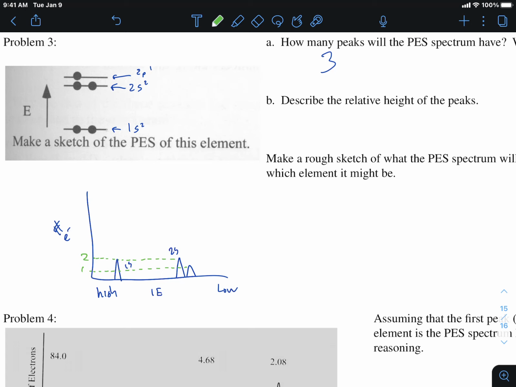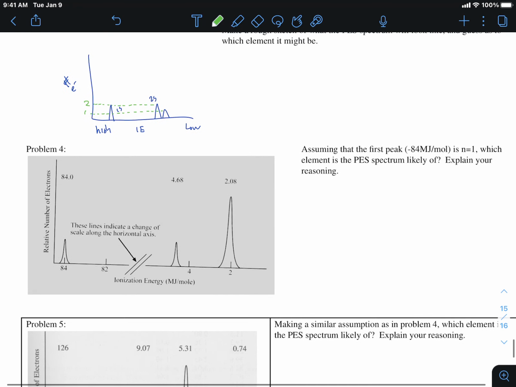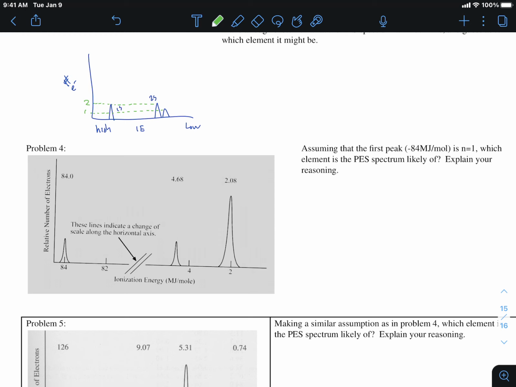Number of electrons on the Y. Okay. So let's look at this next example. How many peaks do you see?